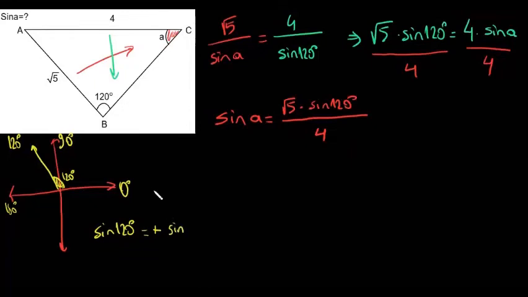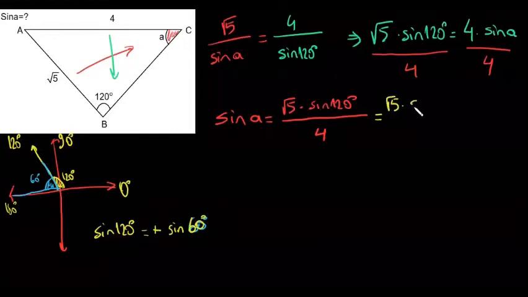Positive sine of, we have to find the reference angle. What is the reference angle here? 60. 60, yes. The reference angle is this angle between the terminal side and the x-axis. So this angle is going to be 60 degrees, okay? So sine of 120 degrees will be equal to positive sine of 60 degrees, okay? 60. All right, so let's continue. Sine of A is equal to root 5 times.